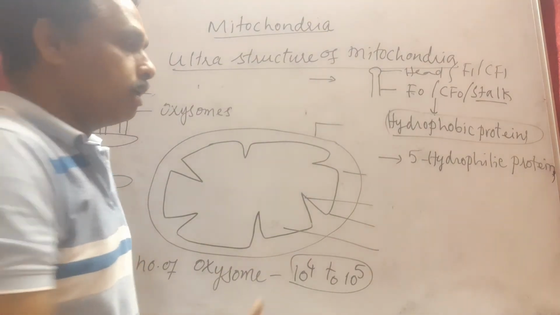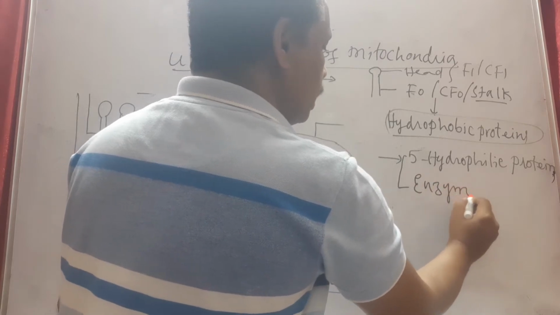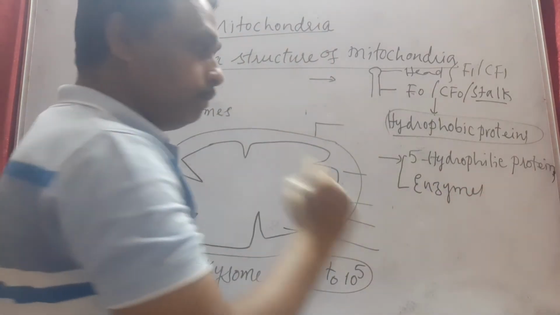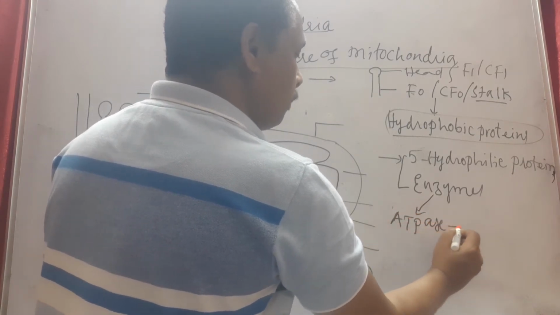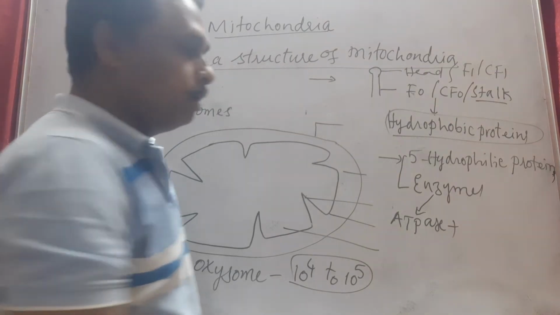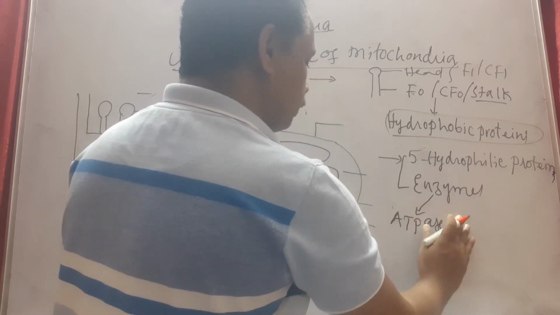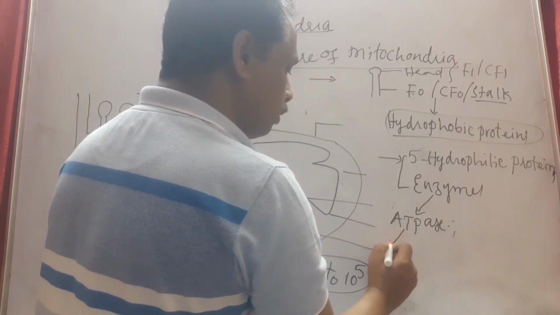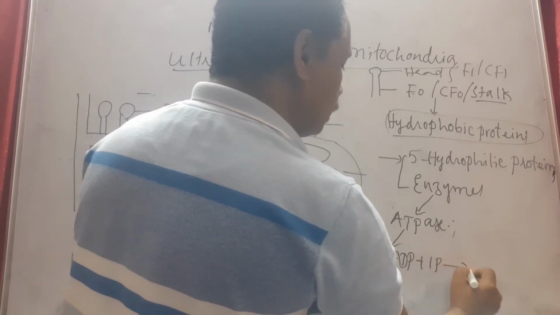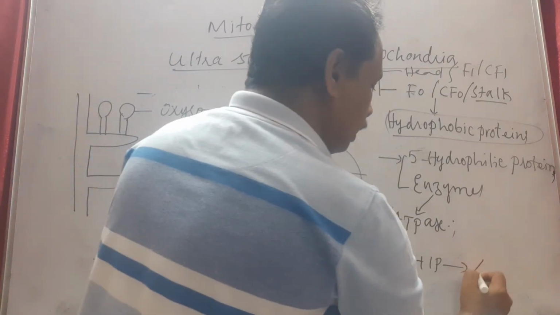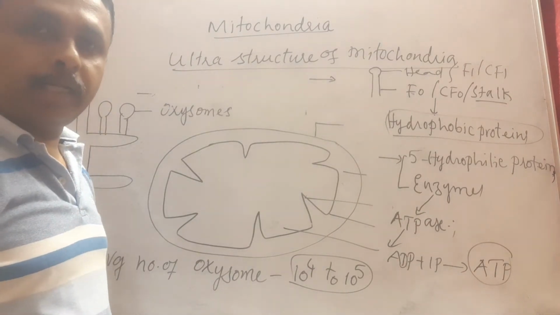Not only that, it also contains enzymes. This ATPase enzyme is present. This ATPase enzyme is required for the conversion of ADP plus inorganic phosphate to form ATP. This process is called oxidative phosphorylation.